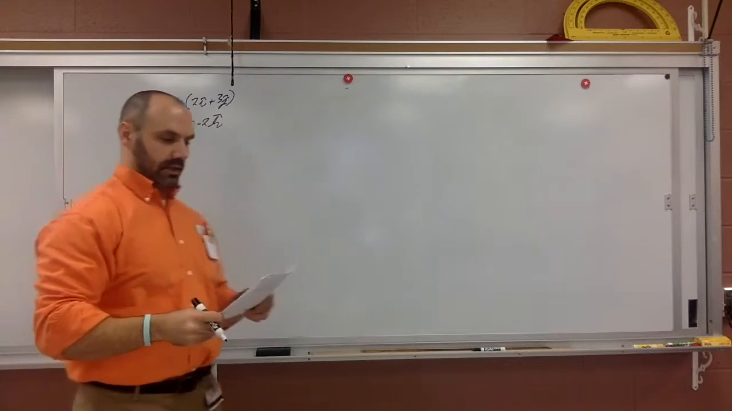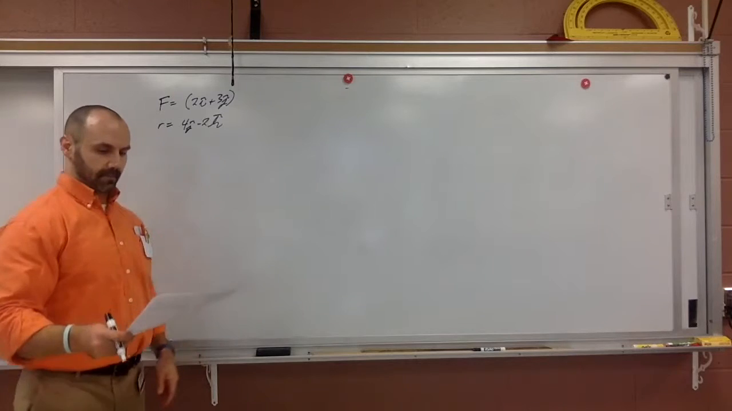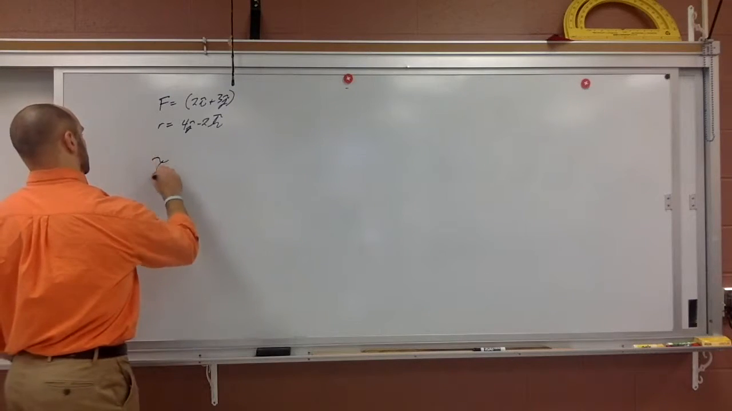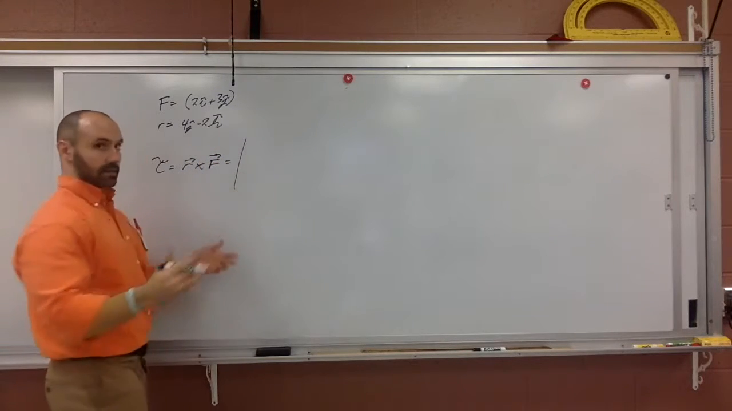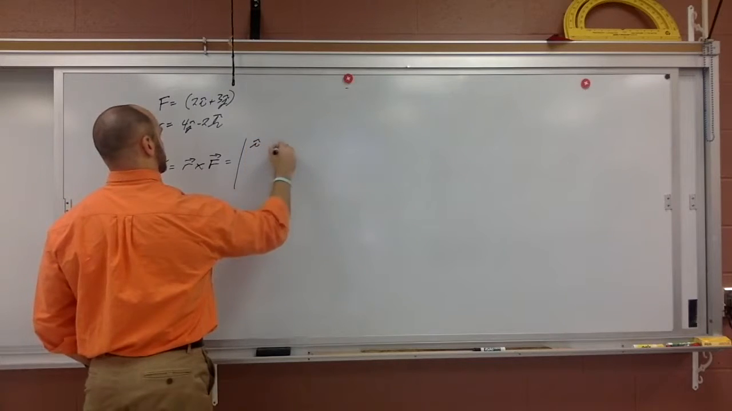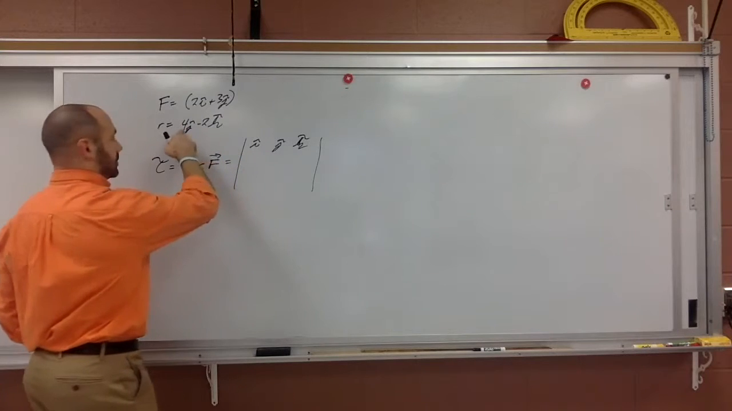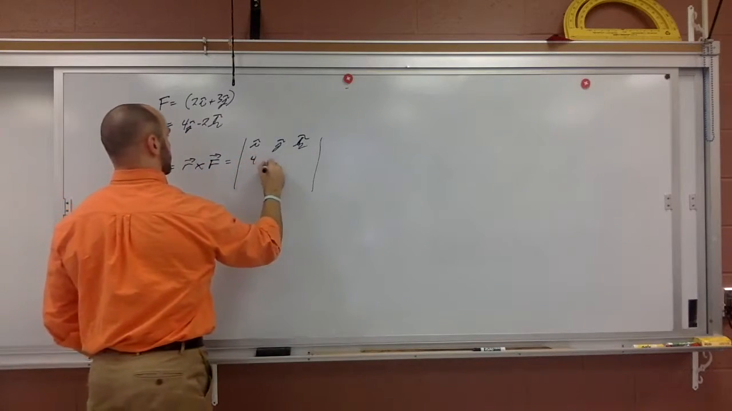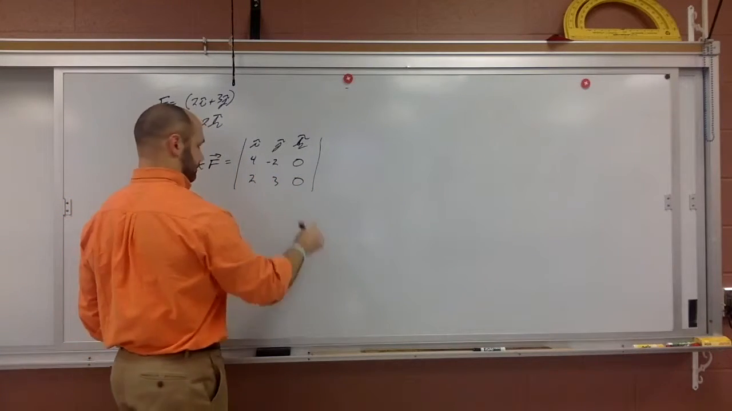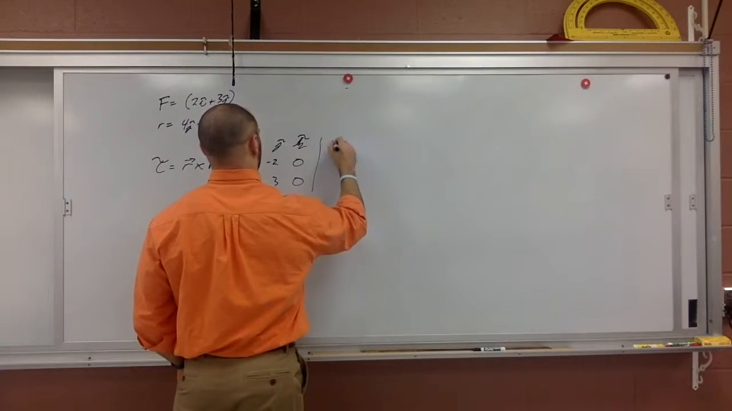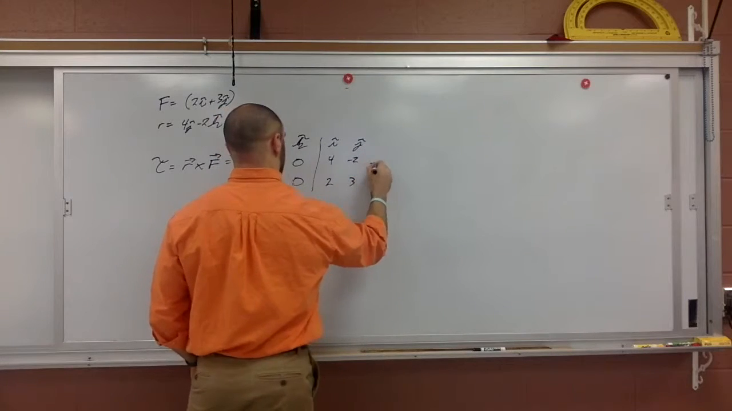Okay. So now these are the vectors relative to the origin. And we want to know what is the torque. Well, tau is R cross F. So I'm going to set up my matrix. I, J, K. This is going to be R, this one first, right? R cross F. So 4, negative 2, 0. And then I have 2, 3, 0. I'm going to repeat over here. We're going to have I, J, 4, 2, negative 2, and 3.